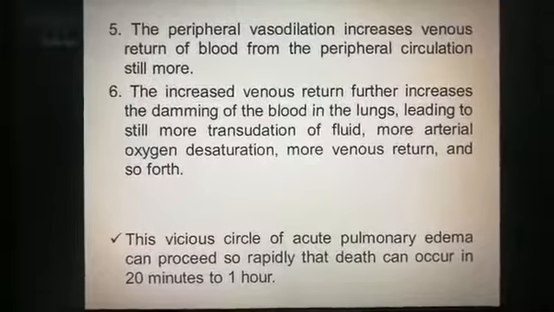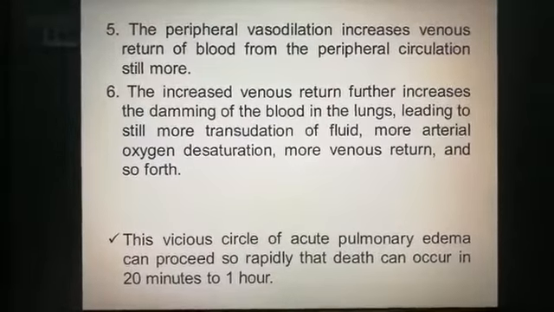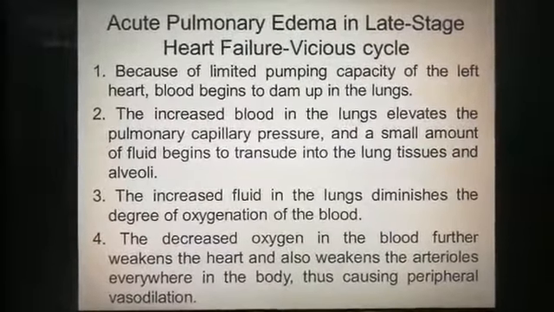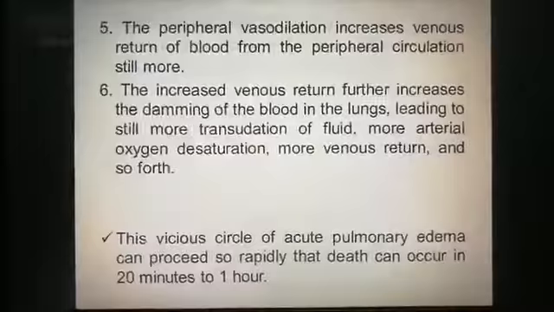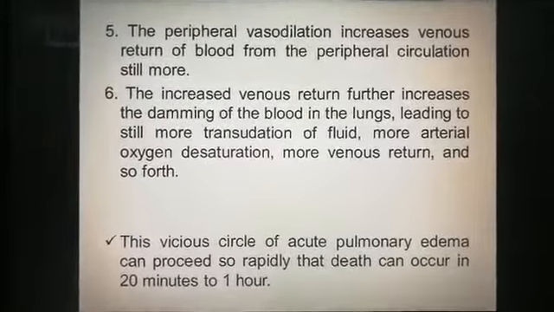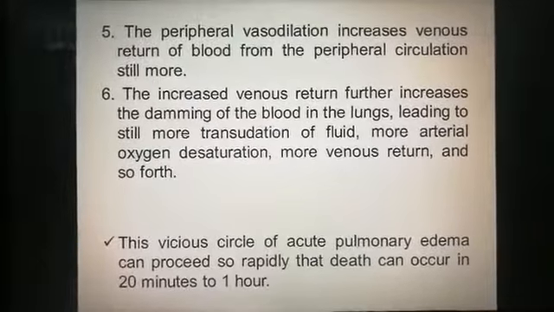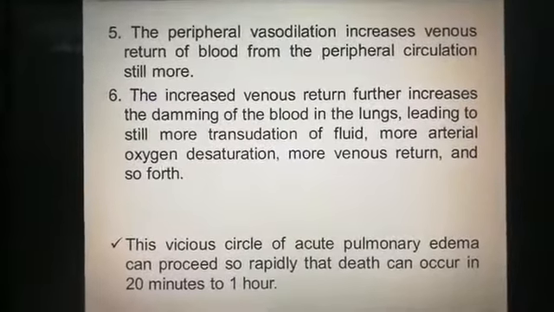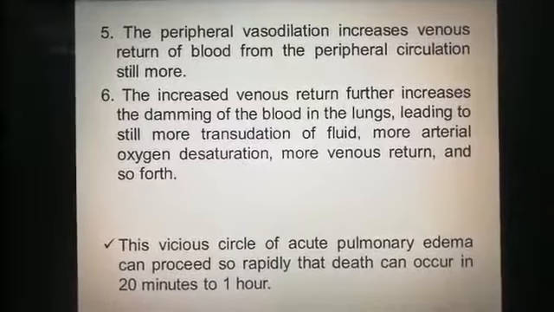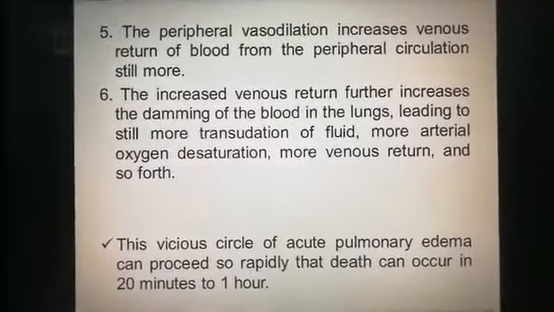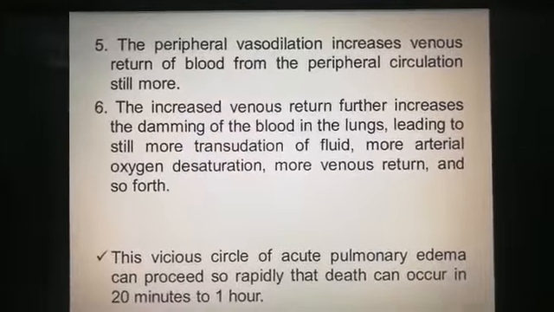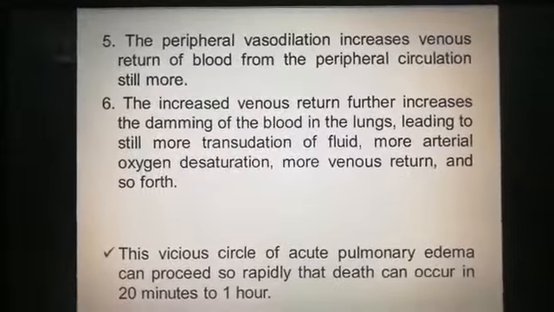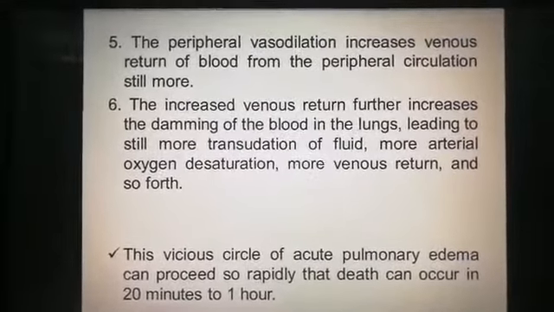The peripheral vasodilation increases venous return of blood from the peripheral circulation still more. So this peripheral vasodilation due to decreased oxygen in the blood results in more venous return, because the resistance to the blood going to the heart decreases. So the venous return is increased. The increased venous return further increases the damming of blood in the lungs, because now the blood moves from the inferior vena cava into the right heart and then into the lungs. So leading to still more transudation of fluid, more arterial oxygen desaturation, more venous return, and so forth.